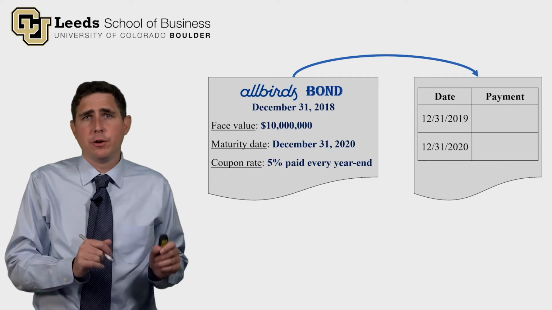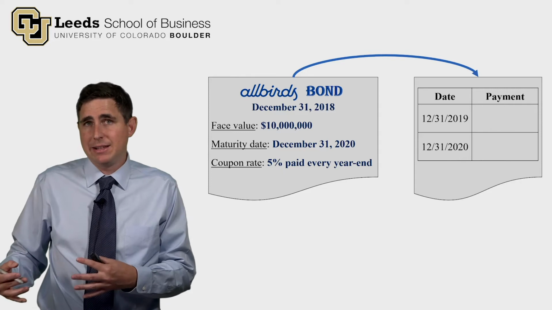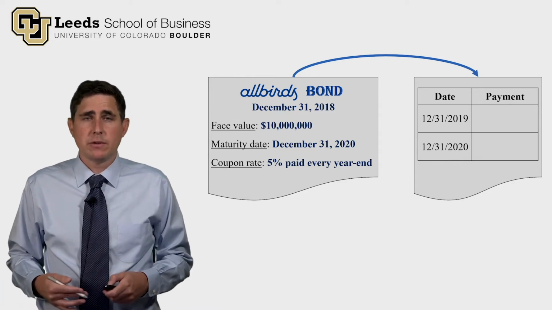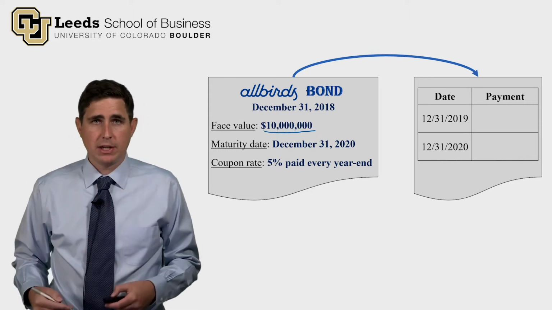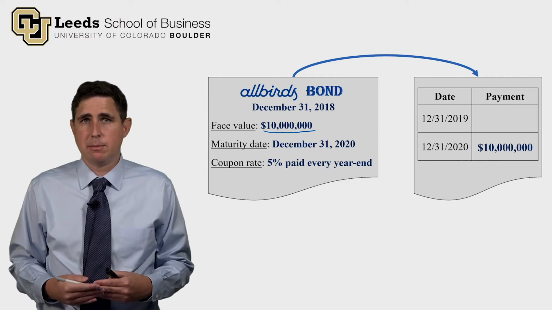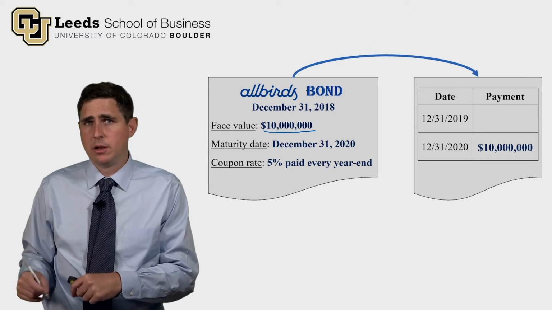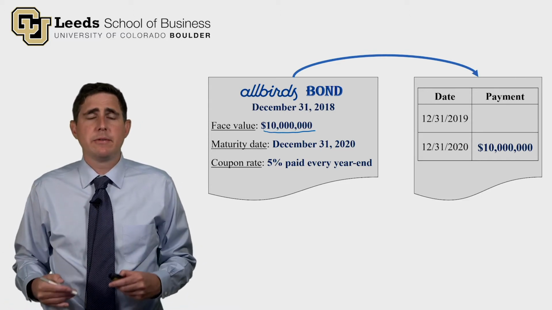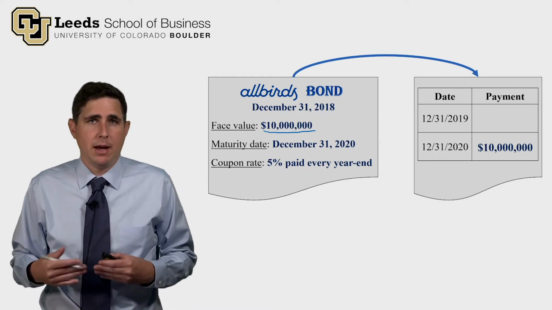So you can convert the terms of this bond into a payment schedule, which is exactly the cash flows the investors are expecting to receive. First of all, they're expecting to receive that face value of $10 million. They're expecting to receive that amount at the maturity date of the bond, which is December 31st, 2020. So they expect to receive $10 million 2 years from now. They also expect to receive coupon payments or interest payments along the way. How much are they expecting?